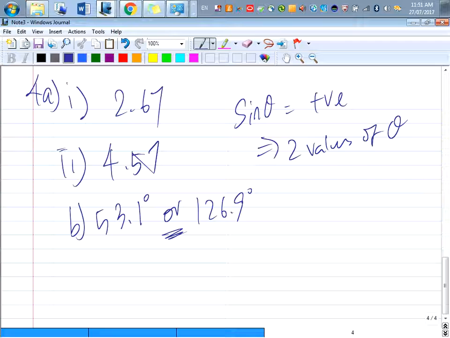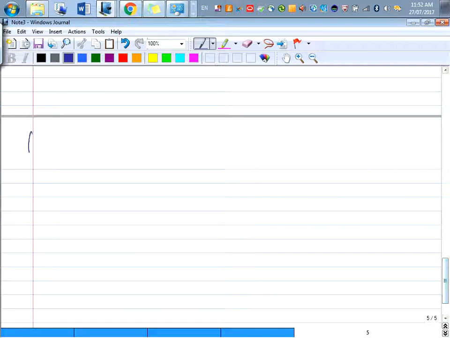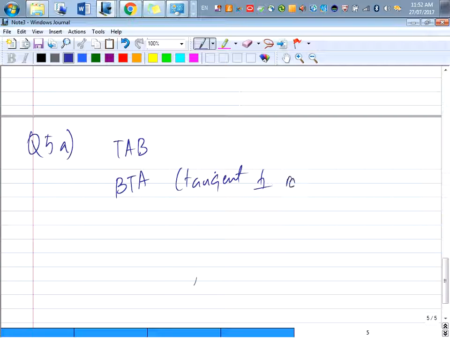Question 3, part 3. Approximately 3.55. Okay, then question 5. A. The first one is TAB. Then the second one is BTA. Tangent perpendicular to radius. Final one is ABT. Part B 2.1.